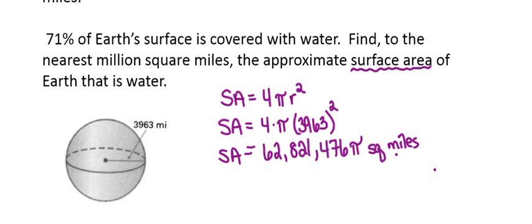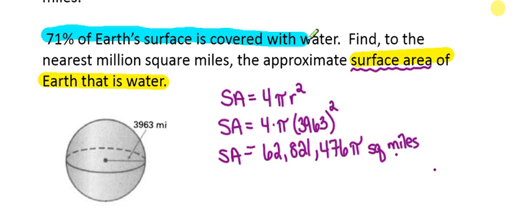It doesn't want to know what Earth's surface area is, though. It wants to know the surface area of Earth that is water. They also tell us in this problem that 71% of Earth's surface is covered with water. So I know that 71% of this number is represented by water. So I want to take that number and I want to multiply by 71%.